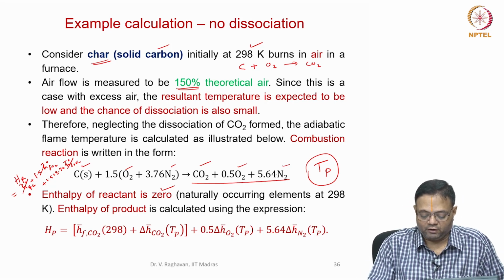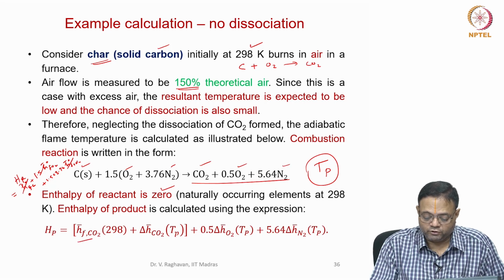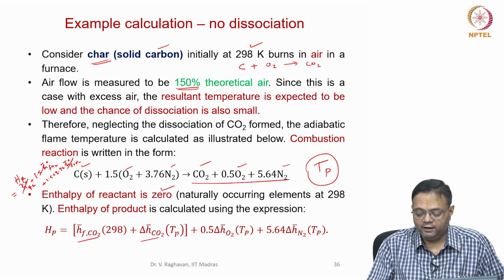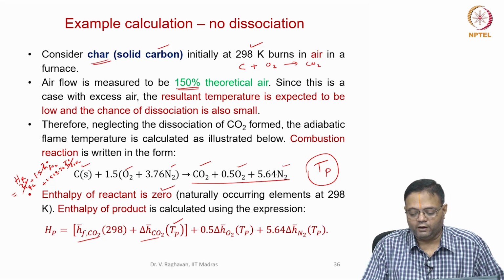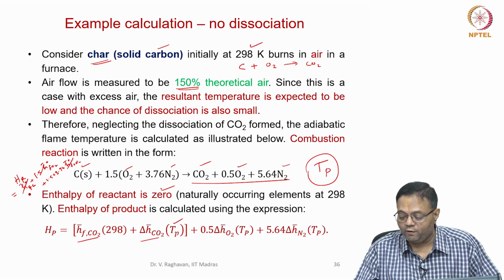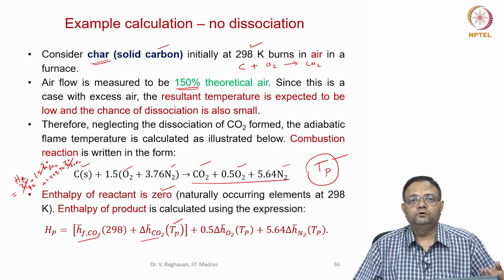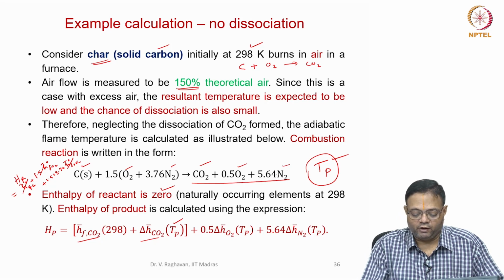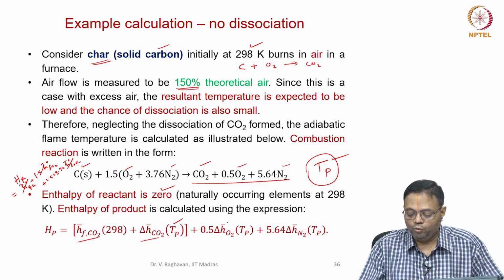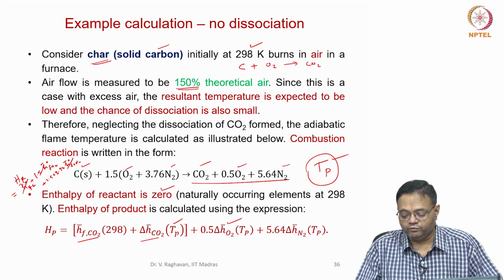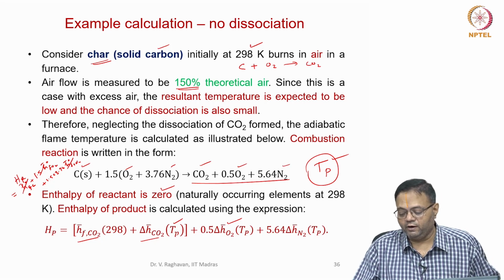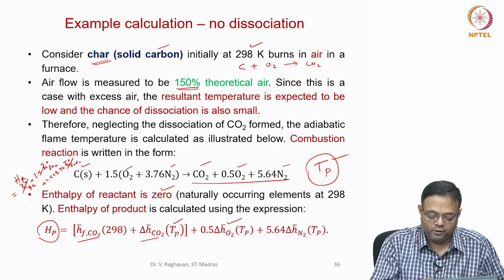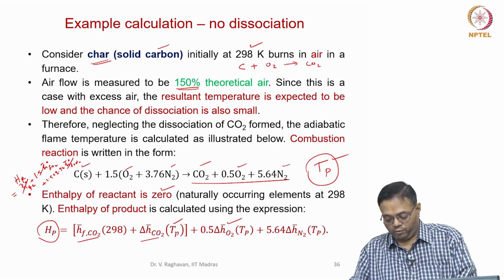Now, the enthalpy of the products is calculated as the enthalpy of formation of CO2 plus delta H of CO2 at Tp. As I told you, either you can use the Cp data or the tables to pick up the value of delta H of CO2 at whatever value of Tp you have guessed. So, let us guess a value of say 1800 Kelvin and calculate this. Similarly, for O2, only sensible enthalpy will be there, 0.5 into the sensible enthalpy of O2 calculated at 1800 Kelvin, for example. Similarly, for nitrogen. So, now you get the value of Hp. This will be equal to 0 because HR is equal to 0.